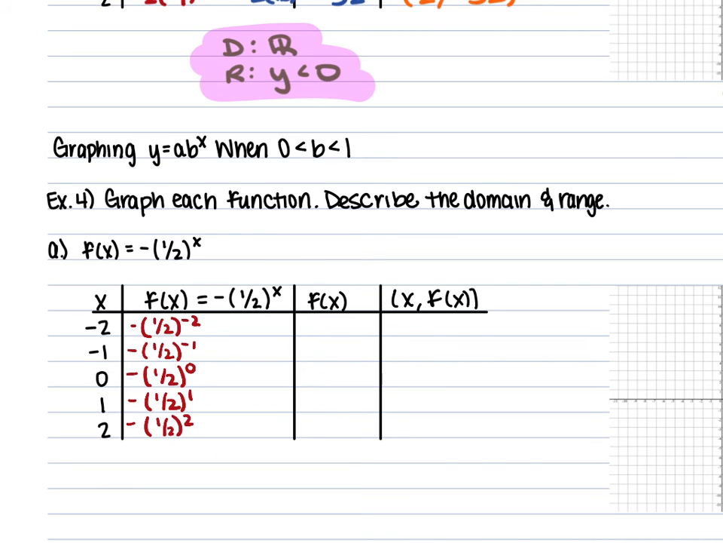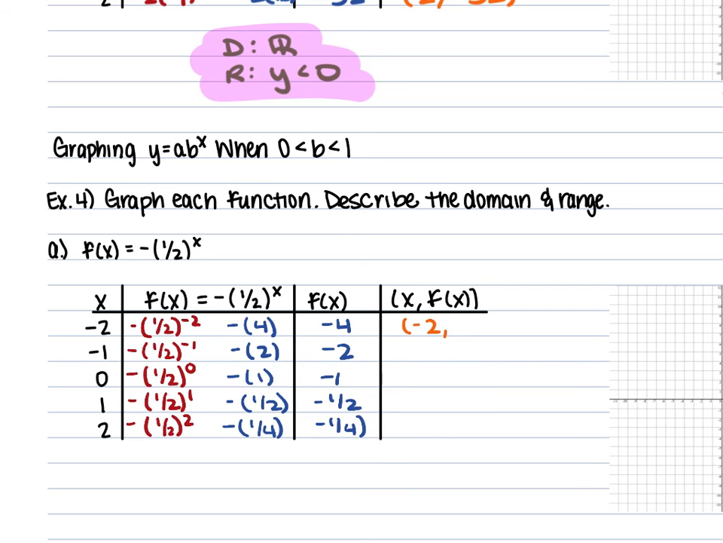So that 1/2 to the negative second power is just 2 squared. So that's 4. That's the opposite of 4. That's going to give us negative 4. For negative 1, we have that 1/2 to the negative first power, which is 2. So that's the opposite of 2, which is negative 2. For the power of 0, it's just the opposite of 1. So that's negative 1. For the first power, it's the opposite of 1/2. So that's negative 1/2. And the opposite of the 1/2 to the second power is the opposite of 1/4. So that's negative 1/4.